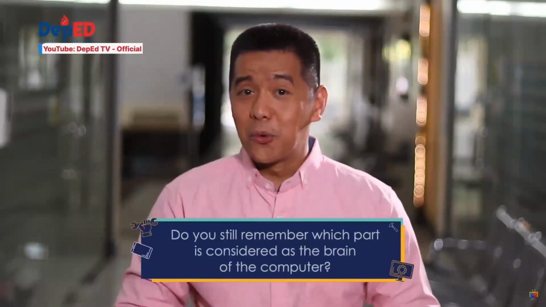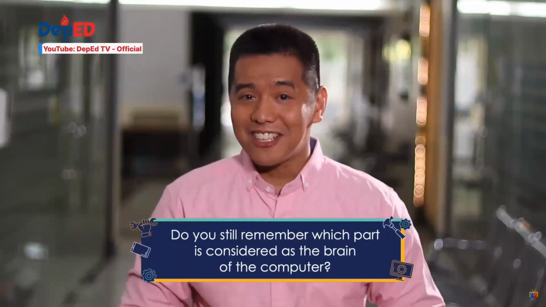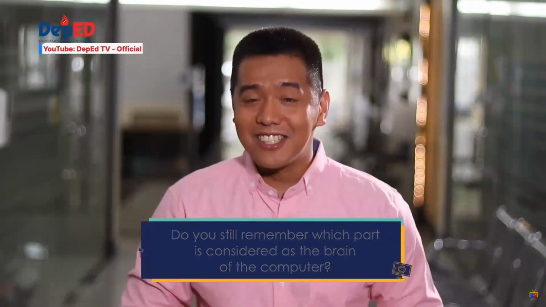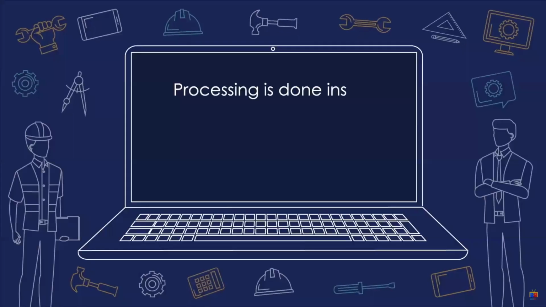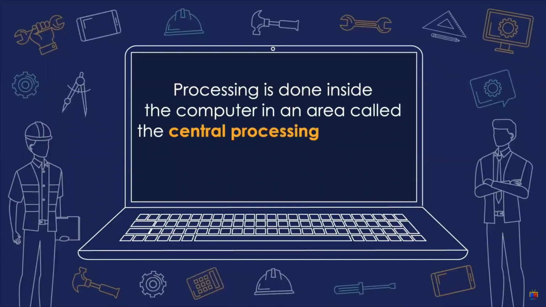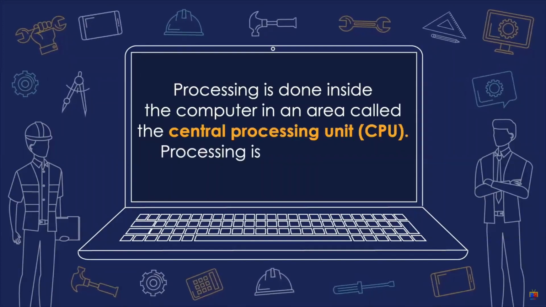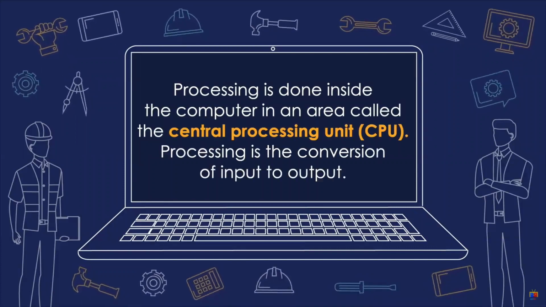Students, I have another question. Do you still remember which part is considered as the brain of the computer? Correct! That is the CPU, or the Central Processing Unit. Processing is done inside a computer in an area called the Central Processing Unit, or CPU. Processing is the conversion of input to output.